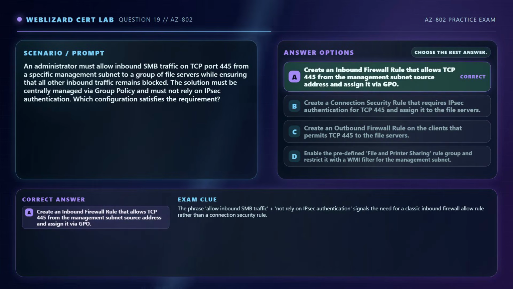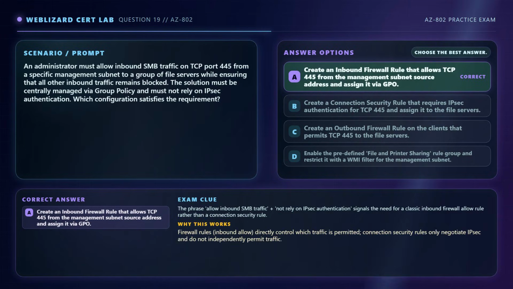The correct answer is A. Create an inbound firewall rule that allows TCP 445 from the management subnet source address and assign it via GPO. Firewall rules, inbound allow, directly control which traffic is permitted. Connection security rules only negotiate IPsec and do not independently permit traffic. The phrase "allow inbound SMB traffic" plus "not rely on IPsec authentication" signals the need for a classic inbound firewall allow rule rather than a connection security rule.